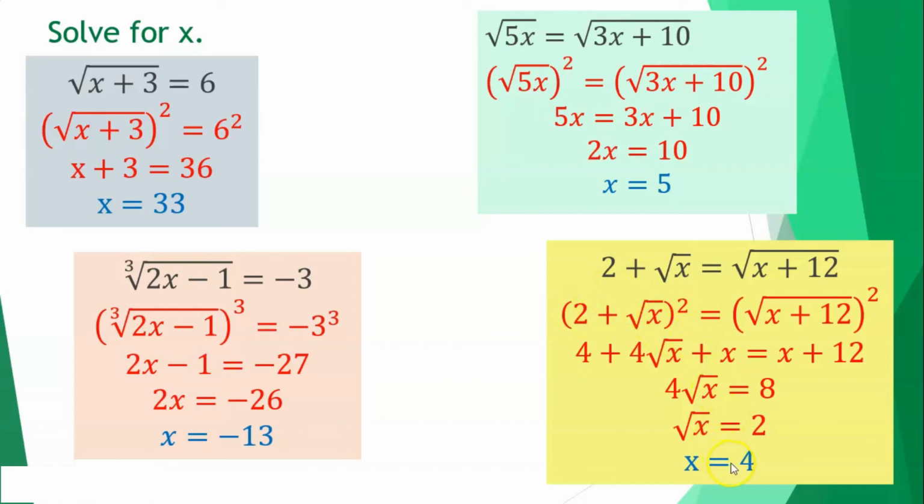Again, you can always counter check. For example, square root of x, which is 4, would be 2. So 2 plus 2 is 4. Now substitute here: 4 plus 12 is 16. Get the square root. Still, it is 4.